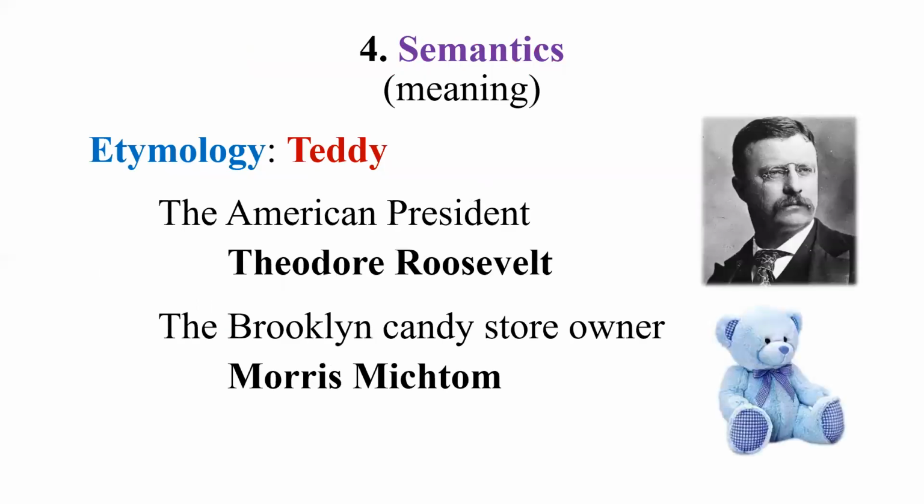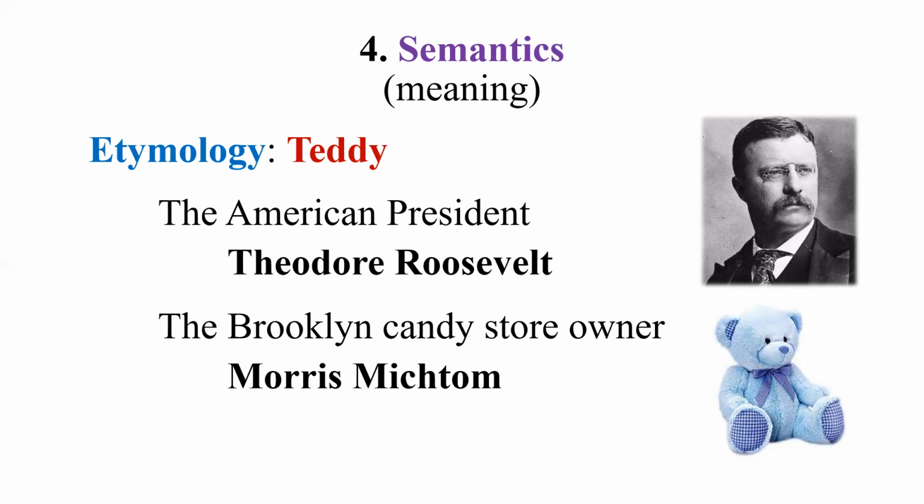Next, let's go for semantics, the fourth branch, core branch. Semantics is the study of meaning. When we say meaning, we study the meaning of words, phrases, or sentences. And under semantics, one of the fields is etymology, the study of the origin of words.